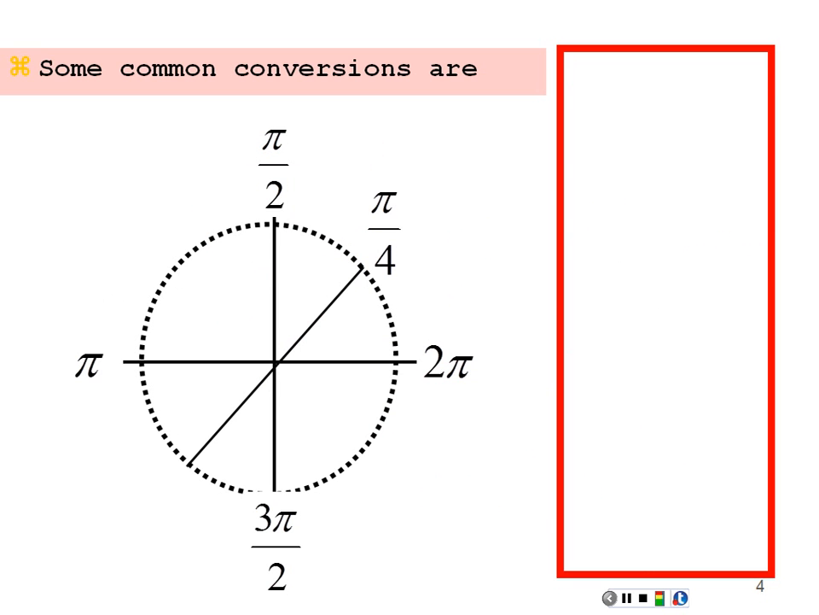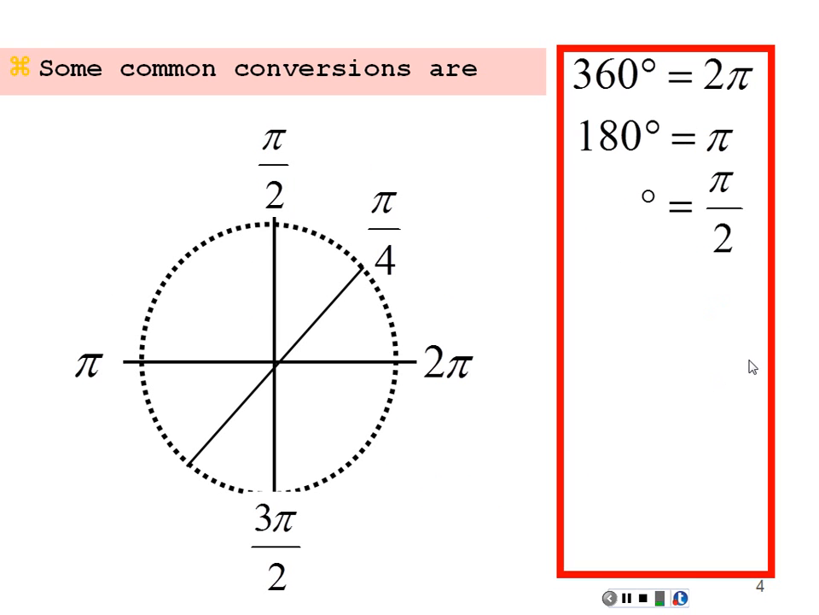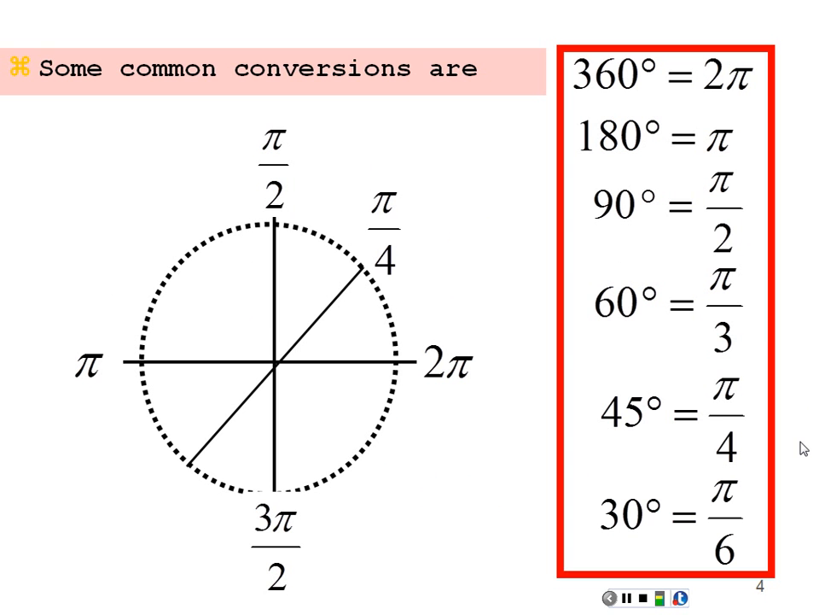Here are some other common conversions. 360 degrees is 2 pi radians. 180 degrees is pi radians. 90 degrees is pi over 2. 60 degrees is pi over 3. 45 degrees is pi over 4. 30 degrees corresponds to pi over 6 radians. These are all conversions you should know well. At least have them available on your formula card, because we're going to be using radians quite a lot in this chapter.